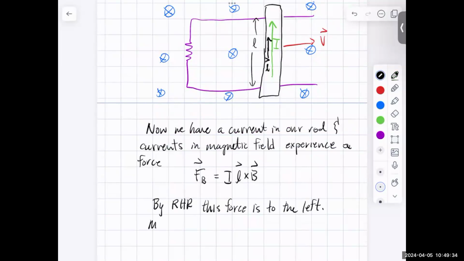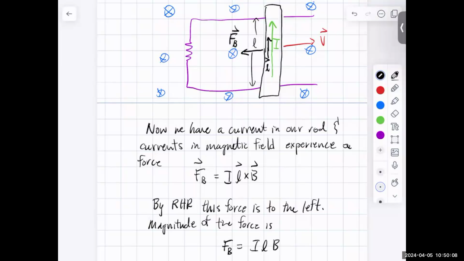And the magnitude of the force is ILB. L and B are perpendicular to one another, so the magnitude involves the sine of 90 degrees, and the sine of 90 degrees is 1. And so we're going to get a magnetic force that's pointing to the left. Okay, that's where I'm going to stop.